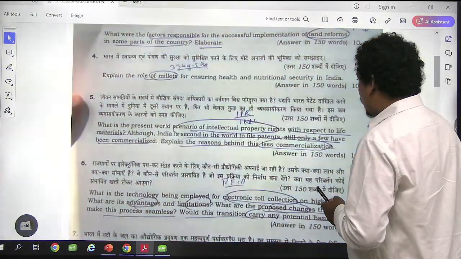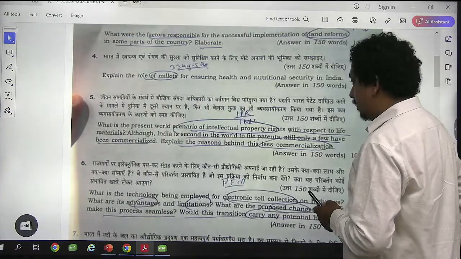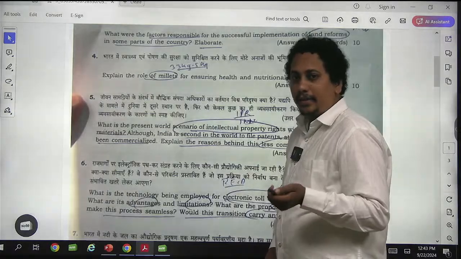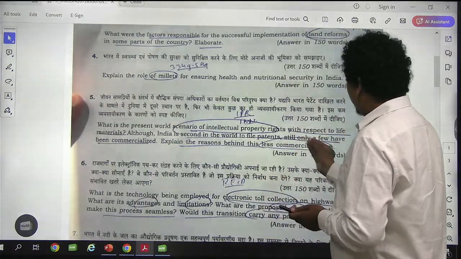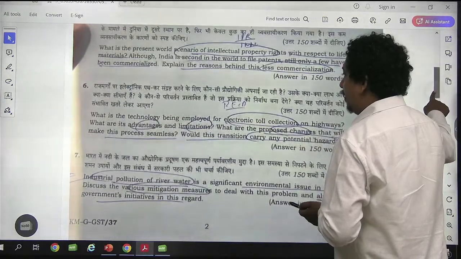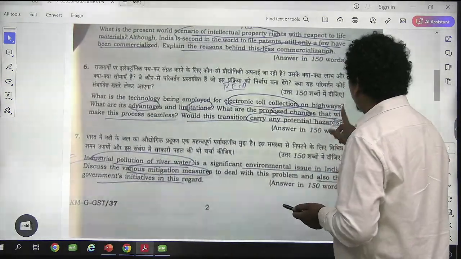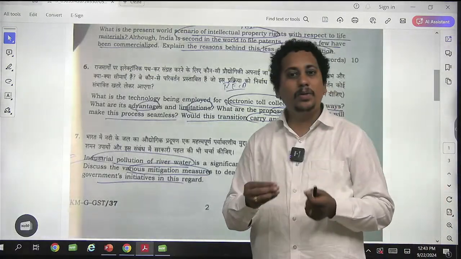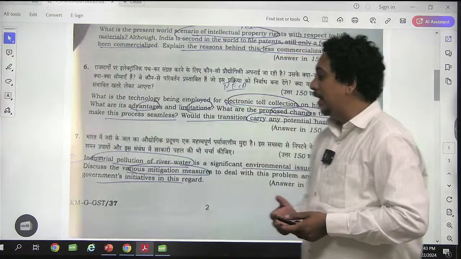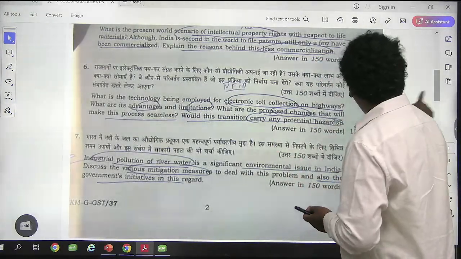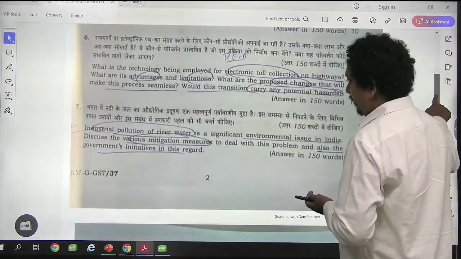What is the present scenario of intellectual property rights with respect to life material? In fact, it is a science and technology related question. IPR, intellectual property and patent rights related, this question was asked. What is the technology being employed for electronic toll collection on highways? What are the advantages? Recently, a new toll system has been developed. This is also RFID kind of technology being used. You can relate it with your science and tech.